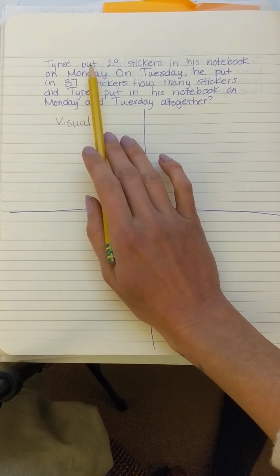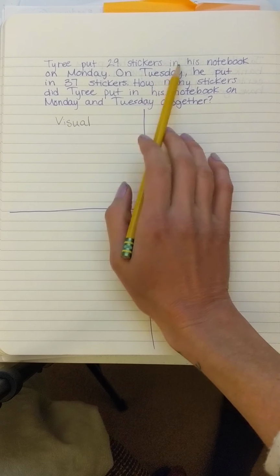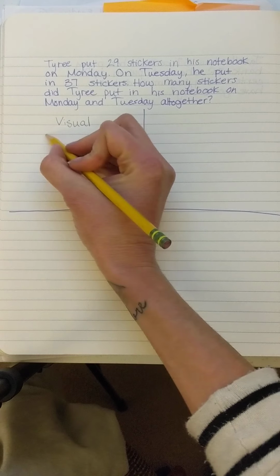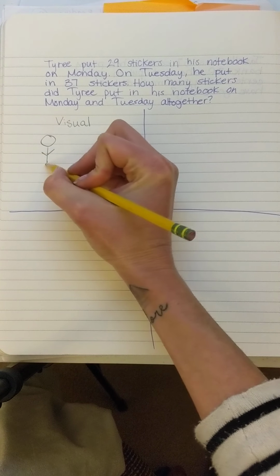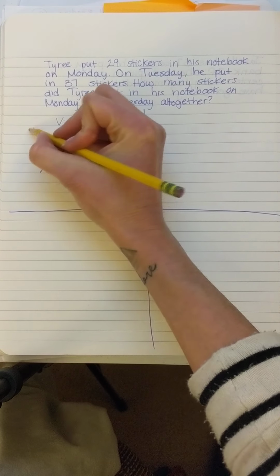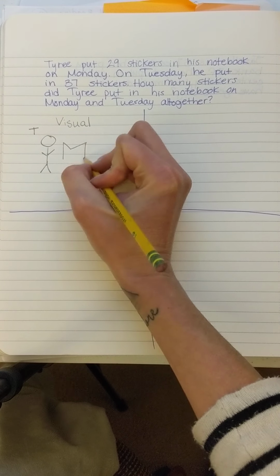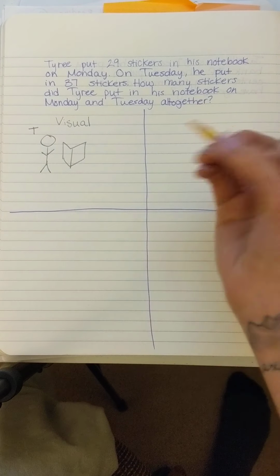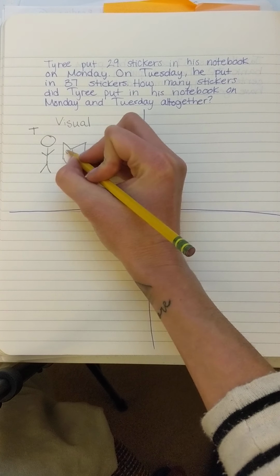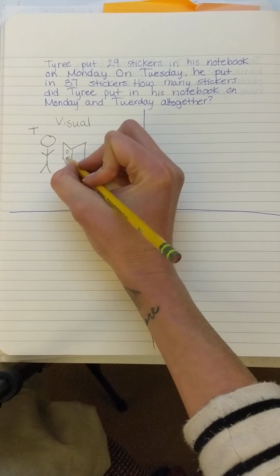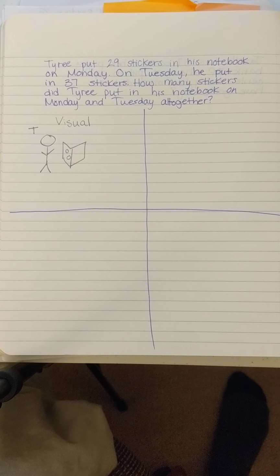So I go, Tyree put some stickers in his notebook on Monday. Okay, I like to stop when they get to the period. Here's Tyree, T for Tyree. Here's his notebook. And maybe I stick a little circle in there to show that he's putting, oh, it said stickers. So I'm going to put 2 circles in there to show that he's putting stickers into his notebook.